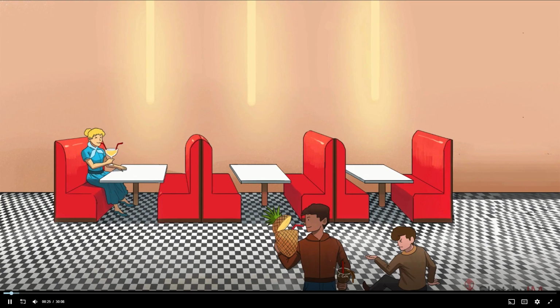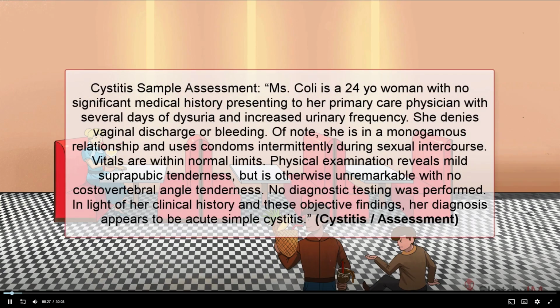Ms. Coli is a 24-year-old woman with no significant medical history, presenting to her primary care physician with several days of dysuria and increased urinary frequency. She denies vaginal discharge or bleeding. Of note, she is in a monogamous relationship and uses condoms intermittently during sexual intercourse.